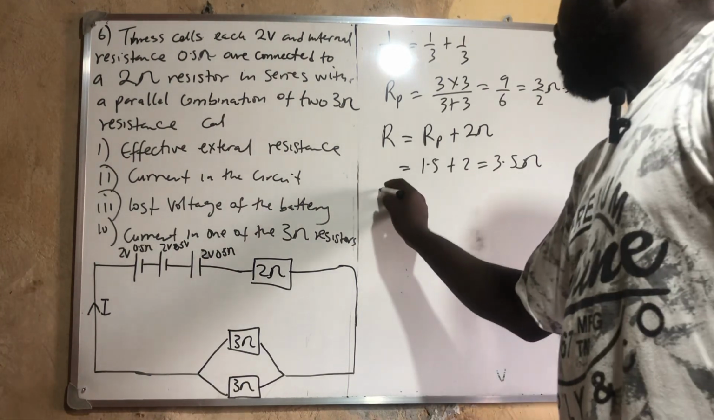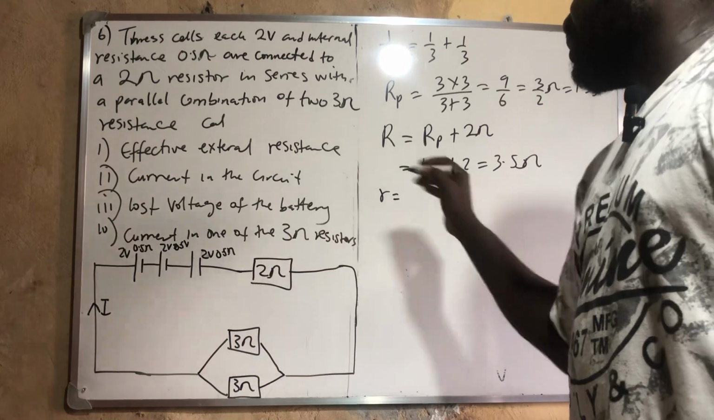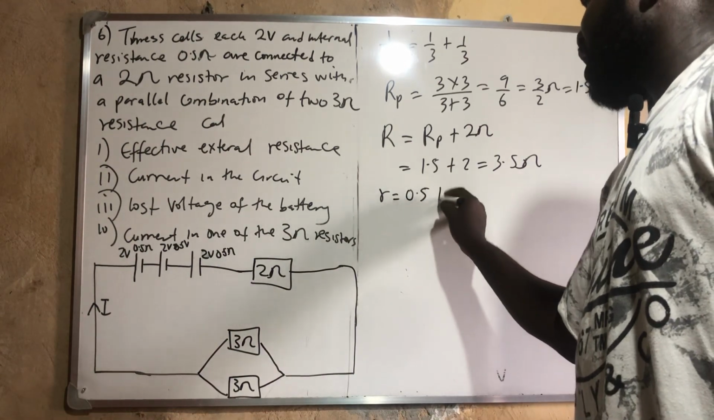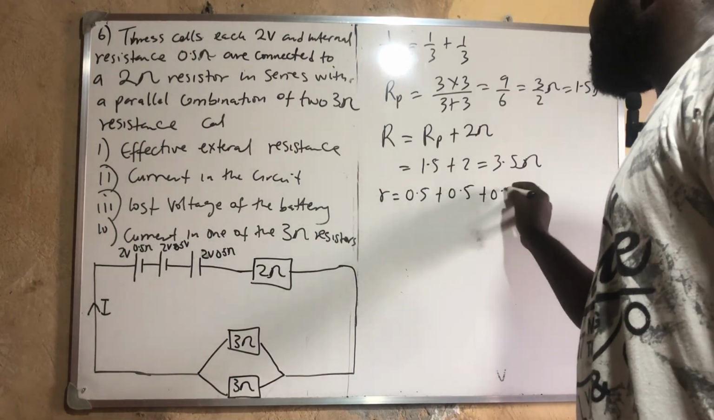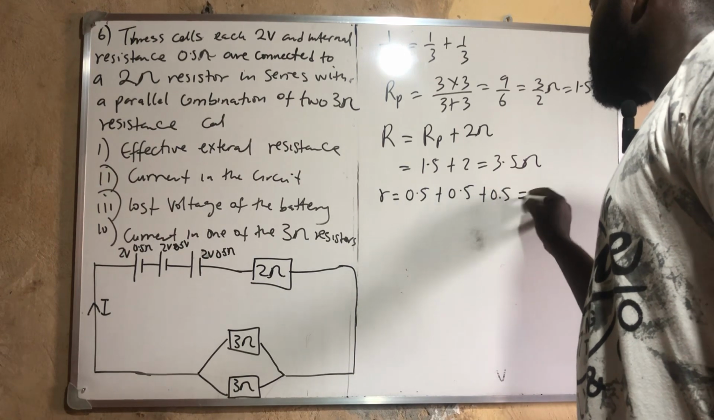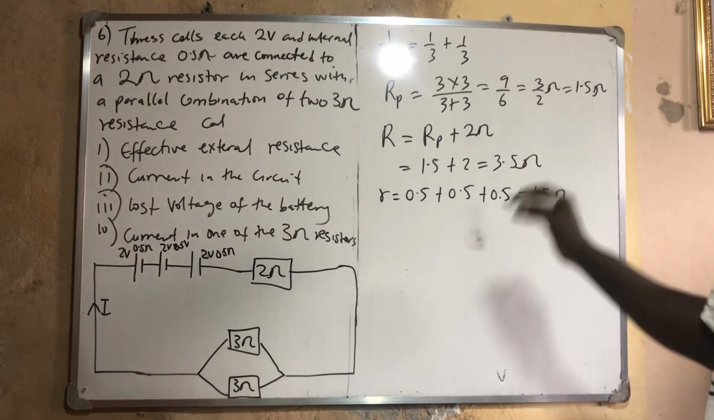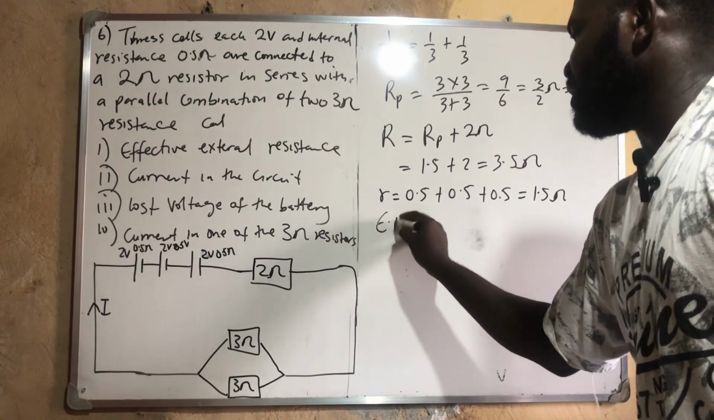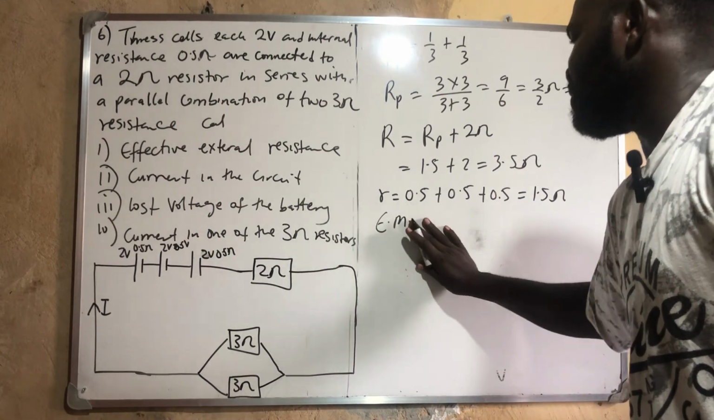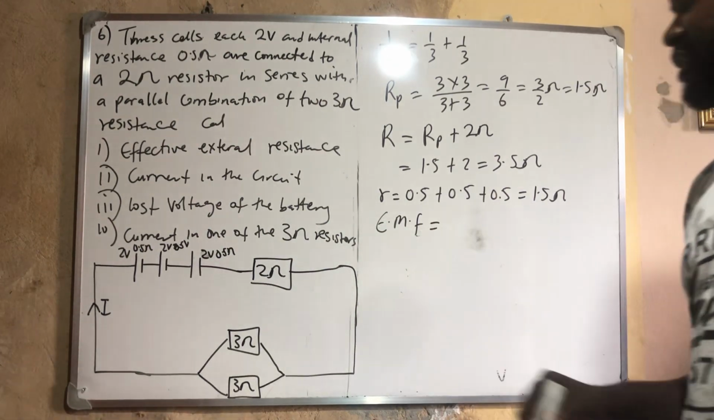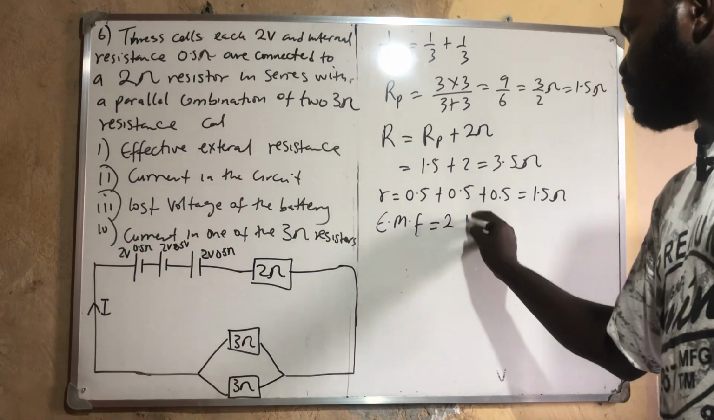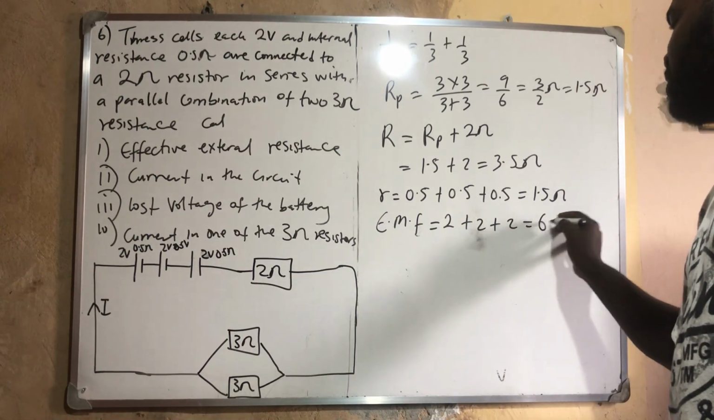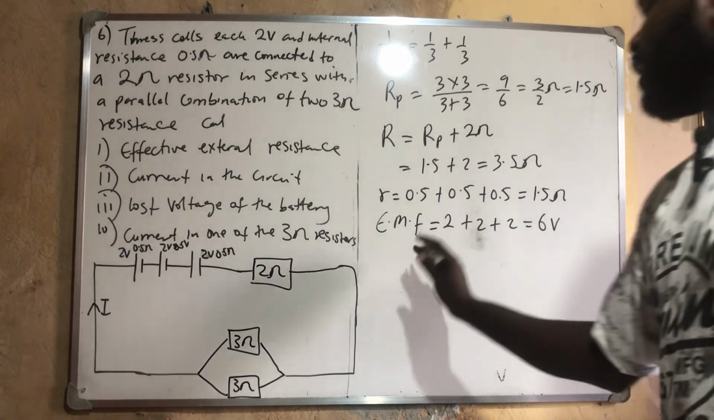Then my small r, they are all in series. So I'll have it to be what? 0.5 plus 0.5 plus another 0.5, which will give you what? 1.5 ohms. Okay? Then my EMF, they are all in series. If they are in parallel, I'll take just one. But because they are in series, I'll add 2 plus 2 plus 2, which will give you what? 6 volts. Okay?